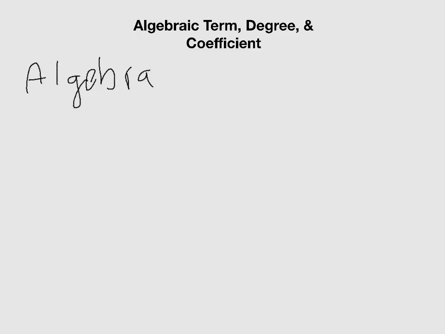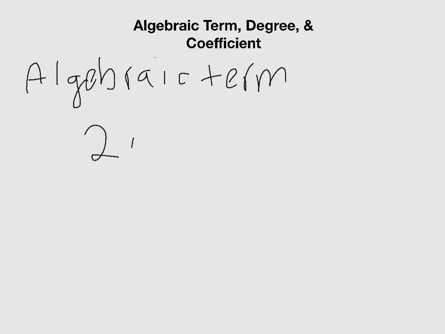Well, an algebraic term is basically, think of it as part of an algebraic expression, by taking the big expression and dividing it into smaller parts. That would be called an algebraic term. So let me give you an example.